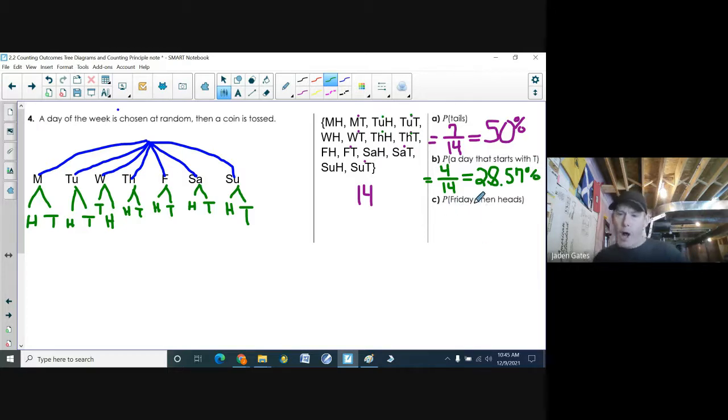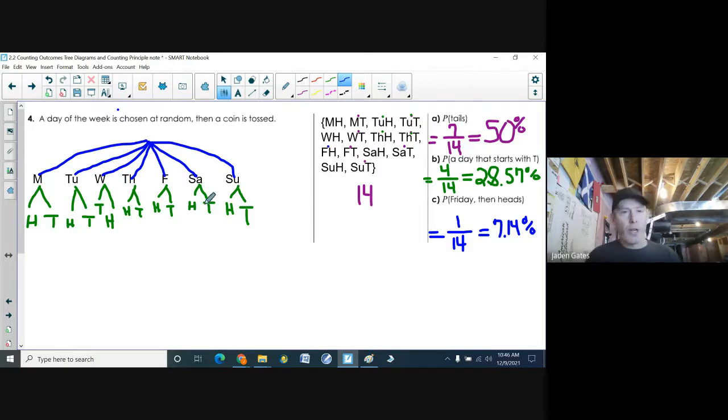C, the probability that you get Friday, then a heads. All right. Again, there's 14 possibilities. Let's look. When you get Friday and a heads, well, there's Friday over here. There's only 2 of them, and only 1 of them where you get heads afterwards. And so there's only a 1 in 14 chance. It's pretty specific. So again, 1 divided by 14, and then times that by 100%, and there's only a 7.14% chance that you get exactly Friday and then a heads.